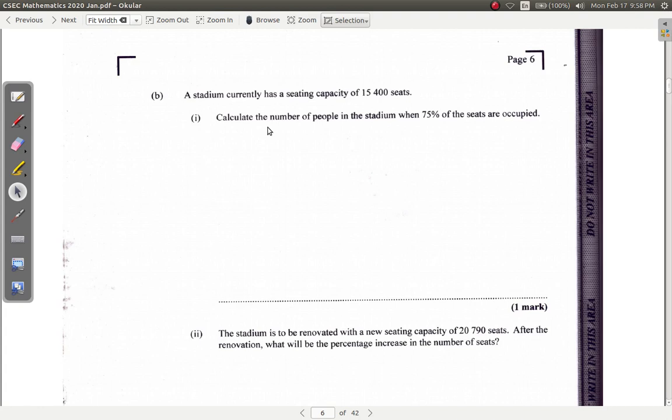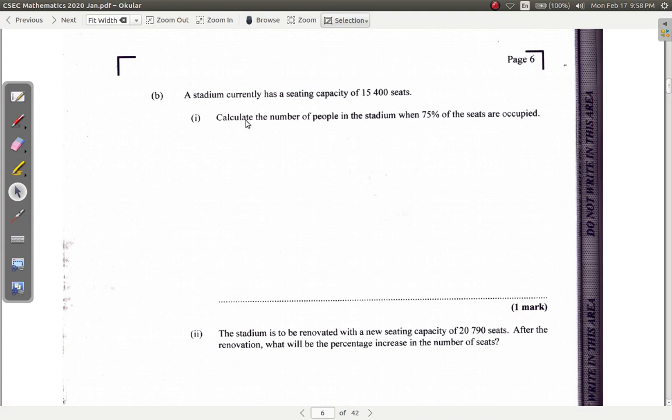Let's look at part B of question 1 of the CSEC Maths 2020 January past paper. It says a stadium currently has a seating capacity of 15,400 seats. Calculate the number of people in the stadium when 75% of the seats are occupied.